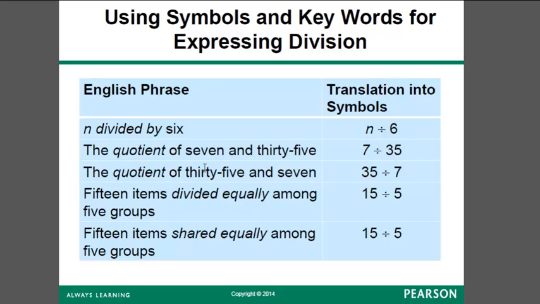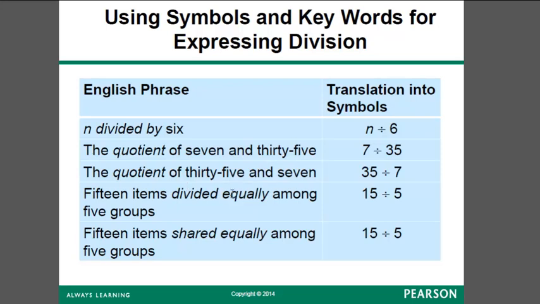The quotient of 35 and 7, 35 divided by 7. Notice that these appear in the same order that they are written. This is going to be extremely important because I will go ahead and tell you division is not commutative. Just like subtraction was not commutative, division is not commutative also.